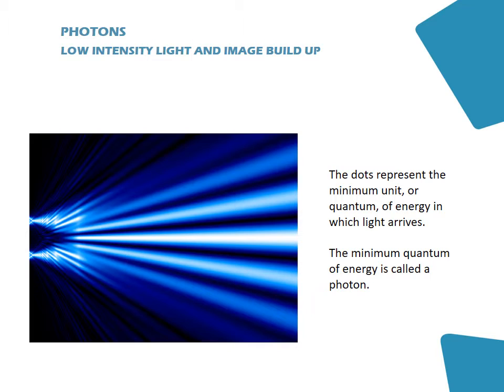So what was happening? Well, the dots represent the minimum unit or quantum of energy in which light arrives. These minimum quanta of energy are called photons. They're like individual packets of traveling energy, and each one of those is represented by a dot on the film. So it's this build-up of photons hitting the film over time that builds up to create the more familiar wave-like interference pattern that we saw in that top image.